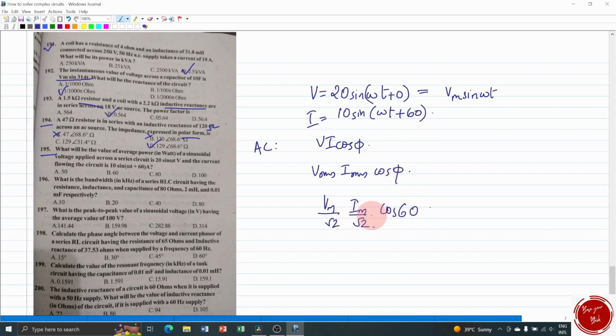Now what is Vm and Im? Vm and Im are directly taken from here. 20 is your Vm and Im is 10. Root 2 into root 2 is 2. Cos 60 is half. So this is coming about 200 by 2, 100 by 2 is 50. Okay. So 50 watts is your answer.